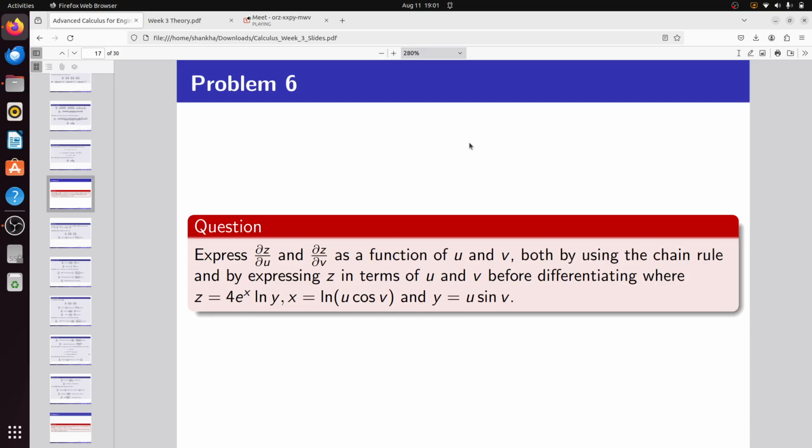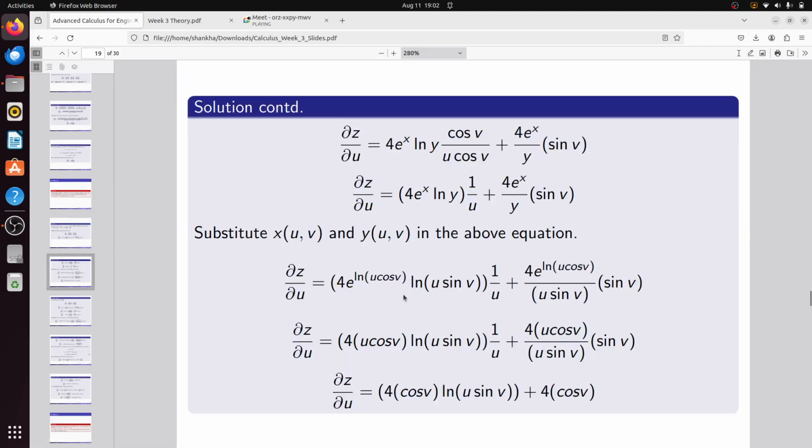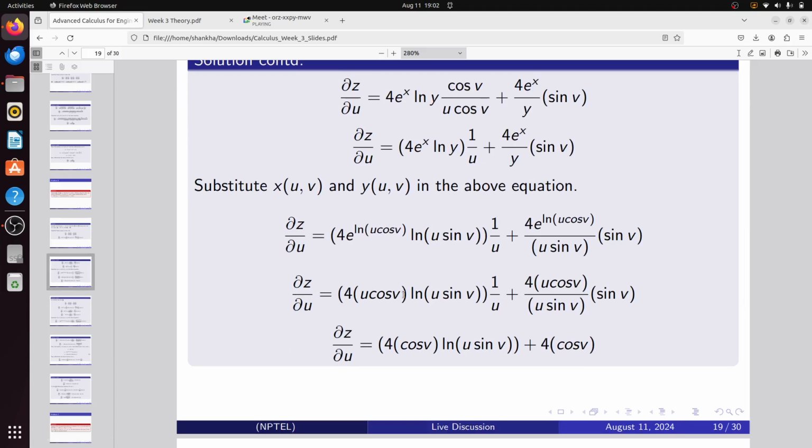Can I tell you the answer of it? Yes, why not? Del z del x equal to 4 cos v ln u e to the power sin v. Just give me 1 minute. Del z del u is 4 cos v into ln u sin v. And I think there will be one more term, plus 4 cos v. Yes, sir. Okay, so I will discuss.